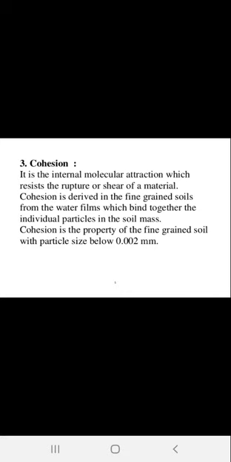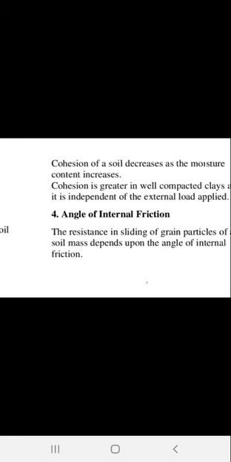So cohesion is derived in fine grained soils from the water films which bind together the individual particles in the soil mass, right? So cohesion is the property of fine grained soil. It only happens in fine grained soil whose size is 0.002 mm, also called 2 microns, right? So it is only possible in fine grained soil like clay and silty soil. Otherwise it is not present in gravel and sand, because they have a particle size of more than 2 microns.